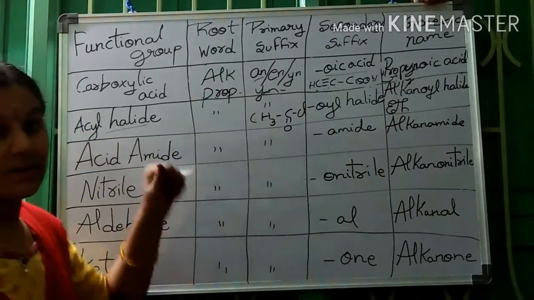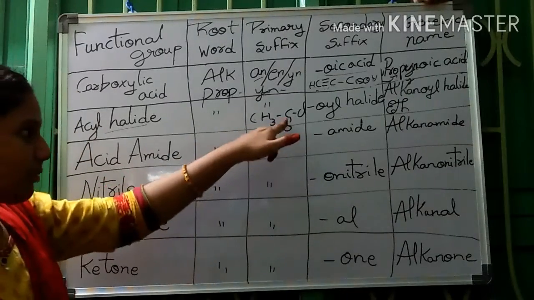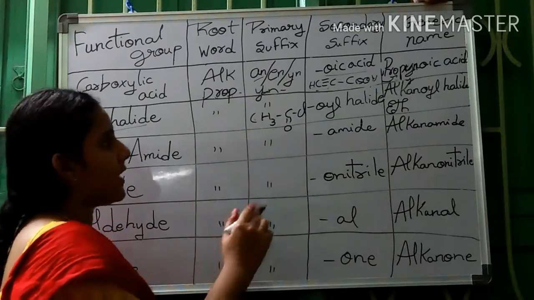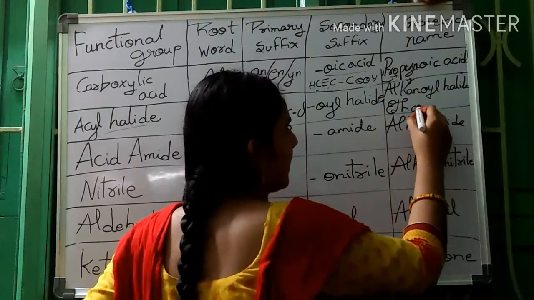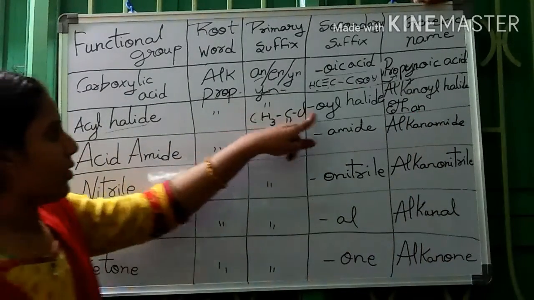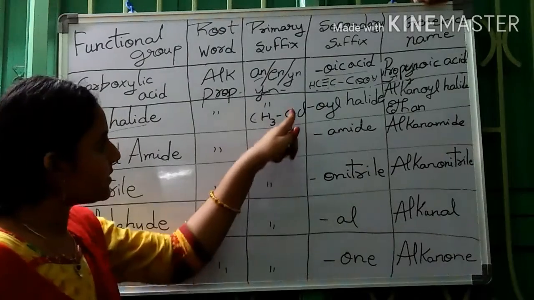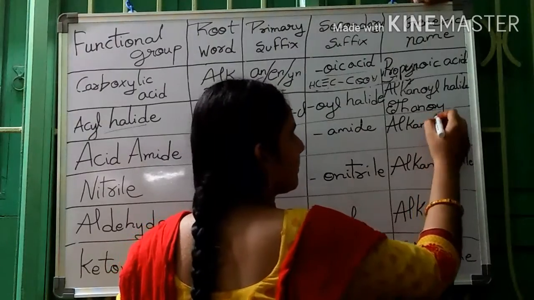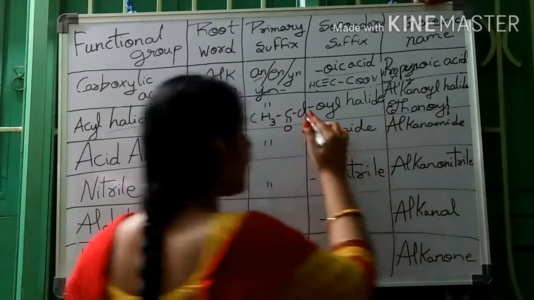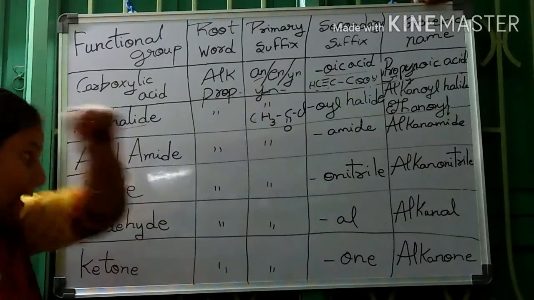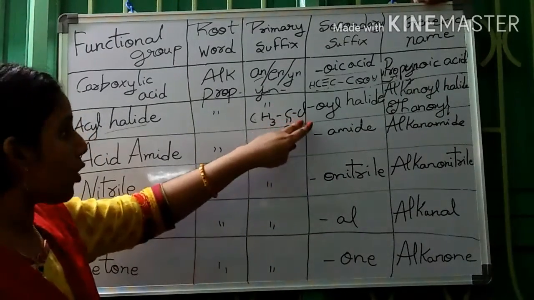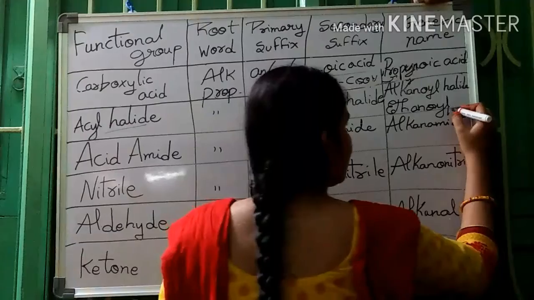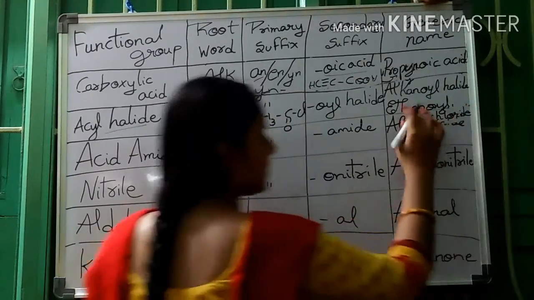There is no double bond, that is, the double bond must be between carbons. Don't see the double bond between carbon and oxygen. There is no double bond or triple bond. So it is an alkane. Ethane. Primary suffix is ane. Here the secondary suffix is oyl halide. This is the functional group present. So ethanoyl halide. In place of halide, we must consider the name of the halogen present here. Here chlorine is present. So instead of halide, we must write chloride. Ethanoyl chloride.